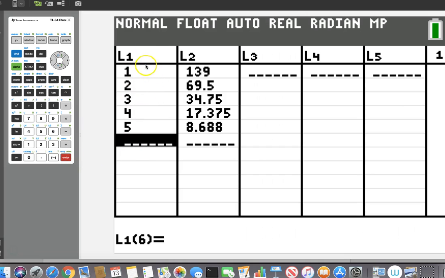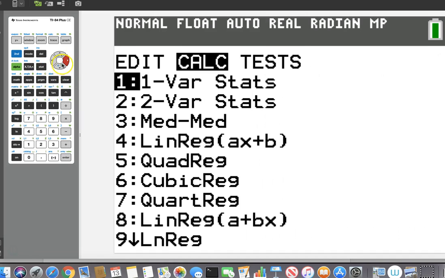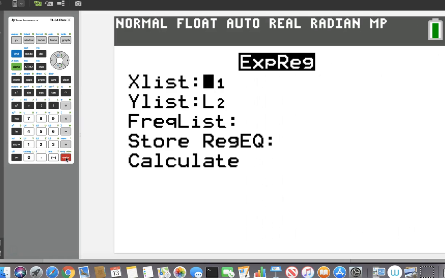Once you have your data input into your calculator, remember what columns you input that data into. Here, my data is in columns L1 and L2. Then we go back and hit Stat, and then Calc, and if we arrow all the way down, exponential regression is option 0 here. Here is where we would select that to perform the exponential regression to find our equation. And as I mentioned, it's good to know where your data is located. My data was in L1 and L2.